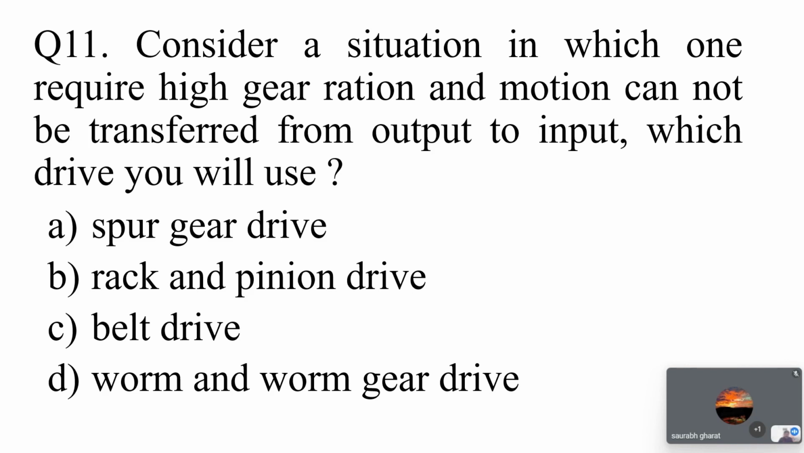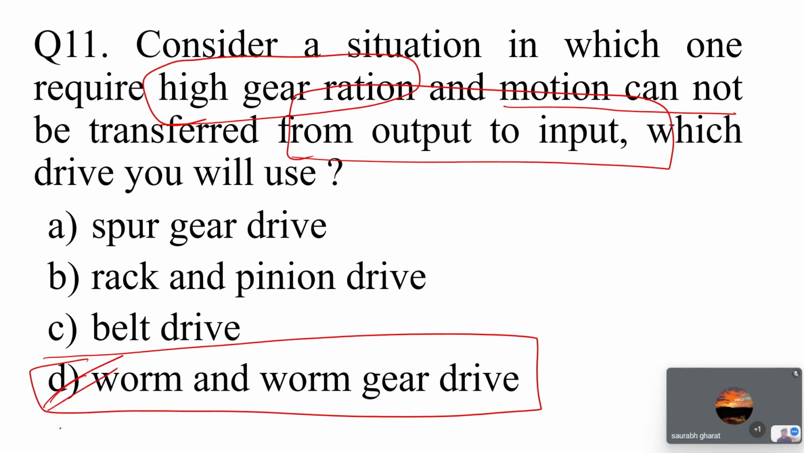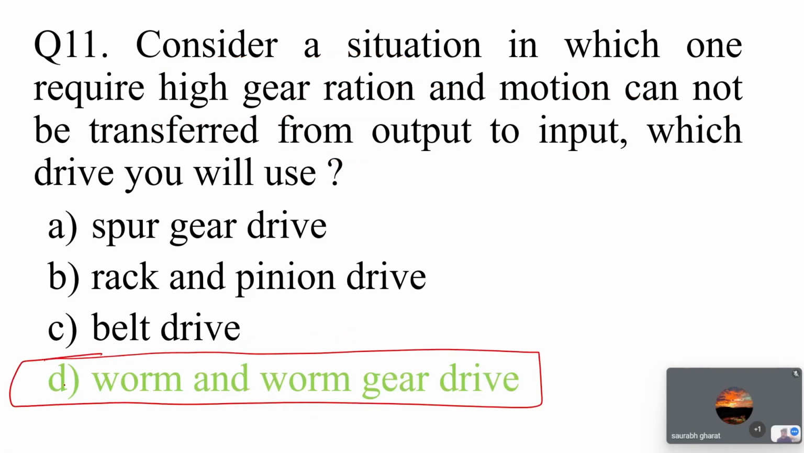If you go through the slides or literature part, you will quote the answer for high gear ratio and motion cannot be transferred from output to input. This is only possible in worm and worm gear. So this is only possible in the worm and worm gear part. Your worm and worm gear will be the only correct answer here.